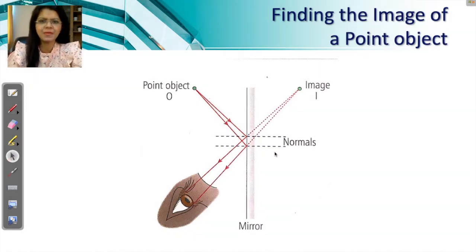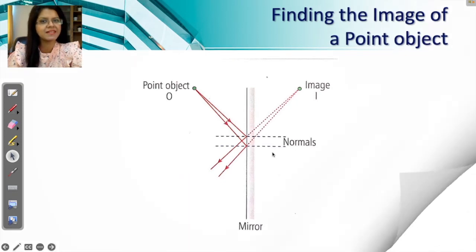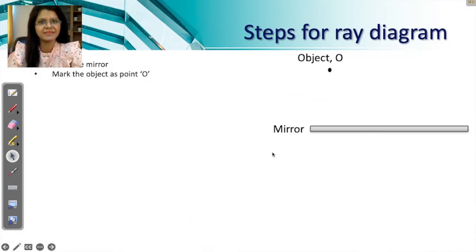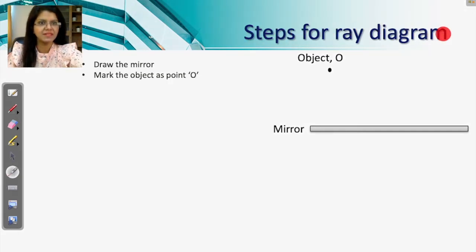It's a simple process. A few steps are involved in that process, and you'll understand everything. Steps for the ray diagram. What are we given here? We are given an object, which is a point, and let us call the object O. You are given a mirror. So first things first, draw the mirror and mark the object as point O.